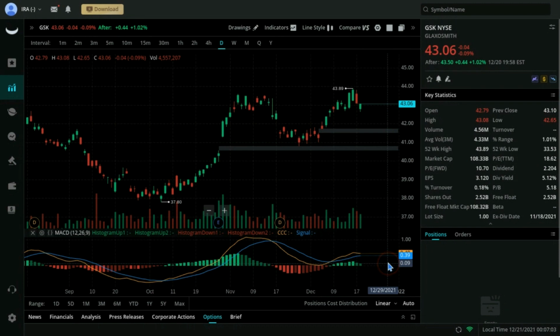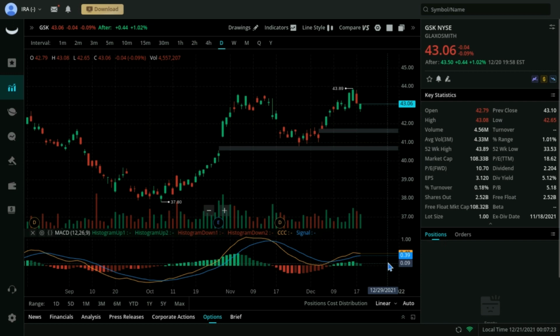When the height of the bars are increasing, or in other words, the positive values are rising, it means that the MACD line is diverging further from the signal line. And when the bars are becoming smaller, or in other words, the positive values are decreasing, it means that the MACD line is converging to the signal line.